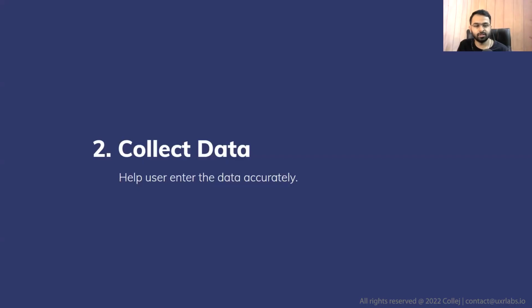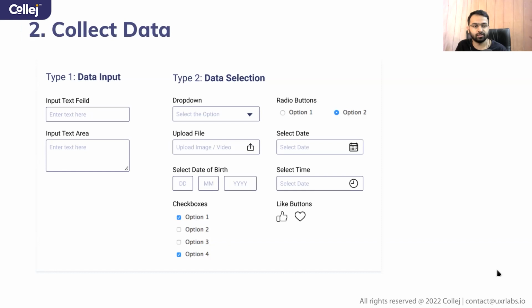So the second goal is collect data, help users enter the data accurately, right? For which we have seen different types in our previous class. So if you are inputting the data, you'll have certain pros and cons. When you're selecting data, you'll have certain pros and cons. So by evaluating that, you can decide and ensure that you are collecting the data in an appropriate manner, right? So these are the basics.